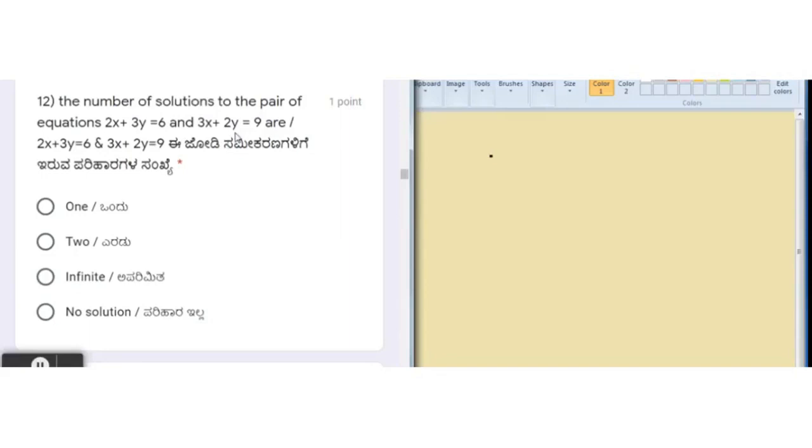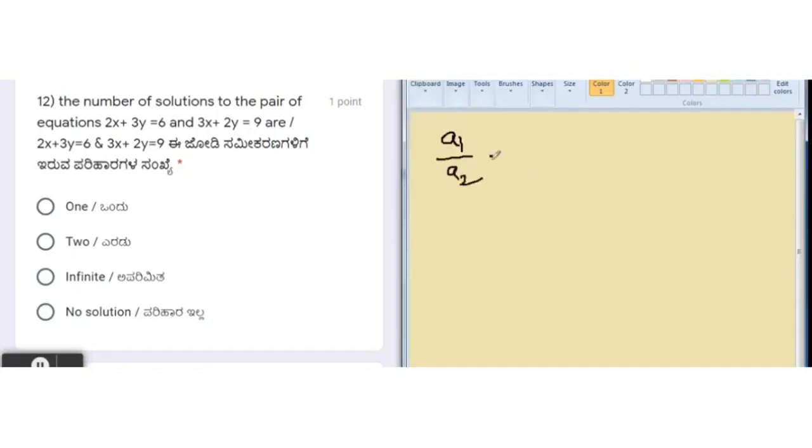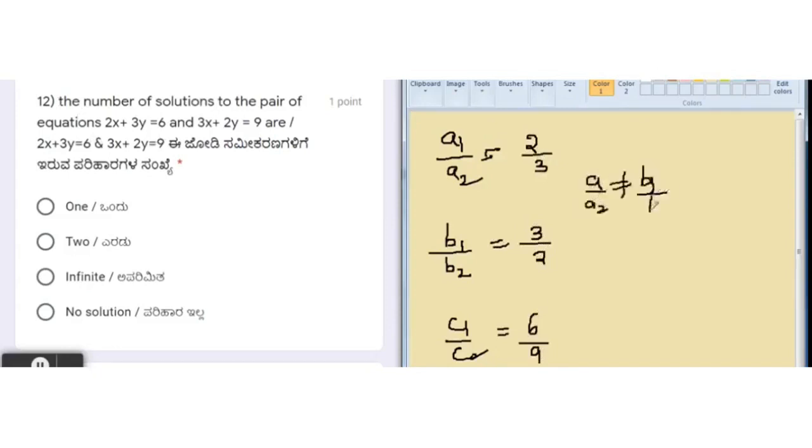In the previous two questions, this is the third question. We all have to apply the ratios of the coefficients. We have to compare the ratios of coefficients to find the solution. So let us discuss. We have to compare the ratios A1 by A2, B1 by B2, and C1 by C2. A1 by A2 is nothing but 2 by 3, B1 by B2 is nothing but 3 by 2, and C1 by C2 is 6 by 9. Clearly A1 by A2 is not equal to B1 by B2, because 2 by 3 and 3 by 2 are not equal.